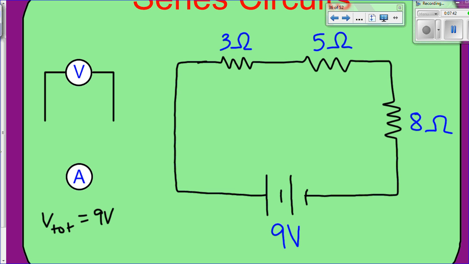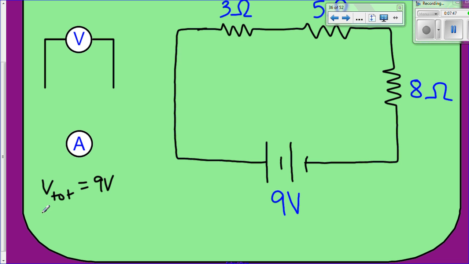Okay, the next easiest one to figure out, let me scroll down here a little bit. All right, the next easy one to figure out is the R total. What's the total resistance? Now, it's a series circuit.